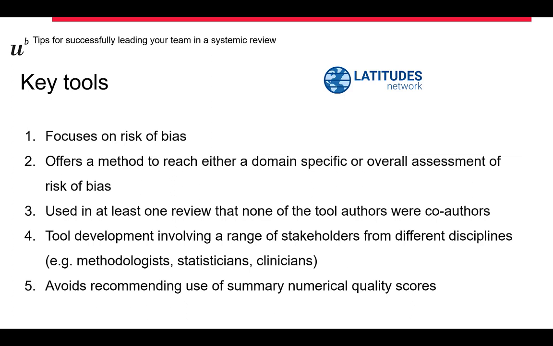The first was that the tool needs to be focused specifically on risk of bias. The second is that the tool needs to offer a methodology to evaluate each domain of evaluation and the overall risk of bias of the study. The third is that the tool should be used in at least a paper or work where the developers of the tool were not co-authors. Fourth, during the development of the tool, different disciplines like statisticians, epidemiologists, and clinicians should be included. And the fifth one is that the tool should avoid using numerical quality scores to synthesize the overall results.